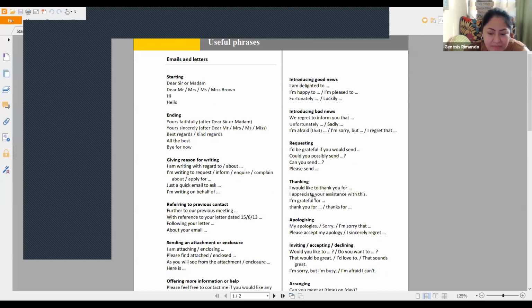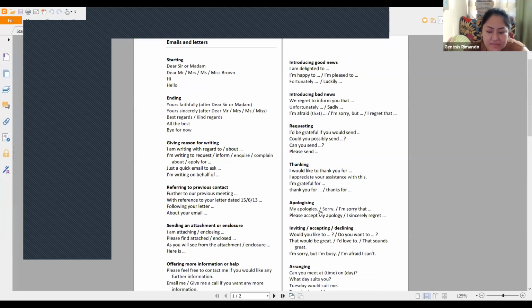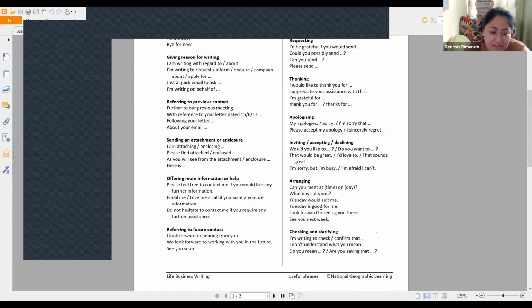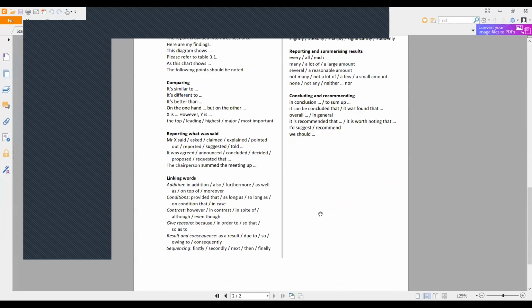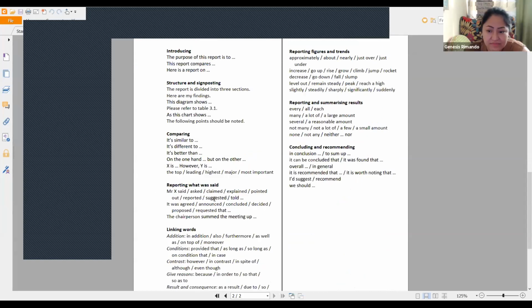If you want to thank somebody, I would like to thank you for. Less formal would be thank you, or thanks for. Just have a look at these useful phrases. There are also linking words here that you can use, and conclusion and recommending phrases. I'll be sending this over to you, okay? So let's proceed with the PowerPoint.